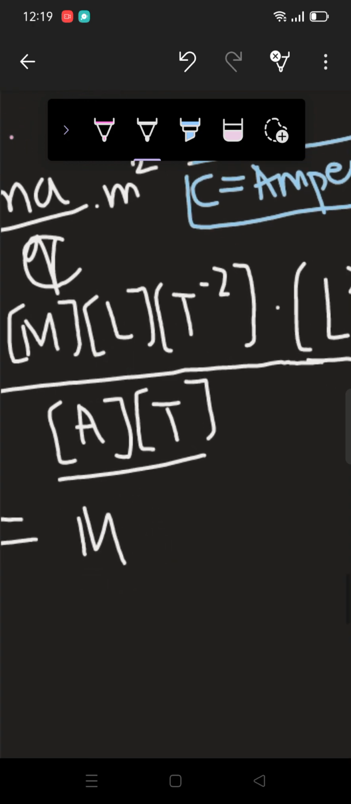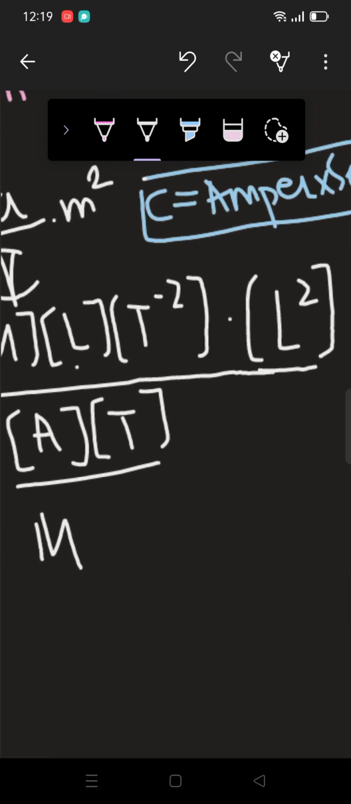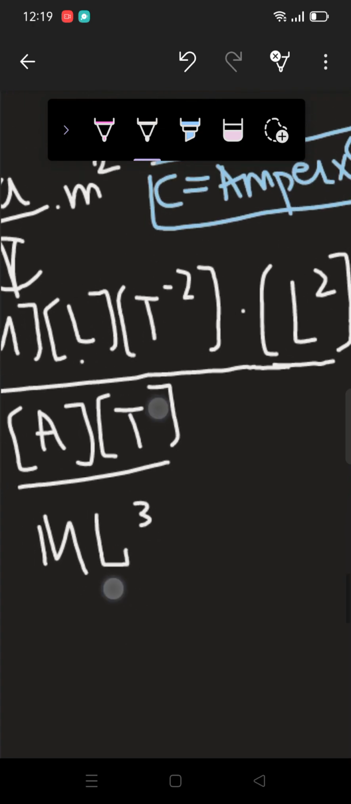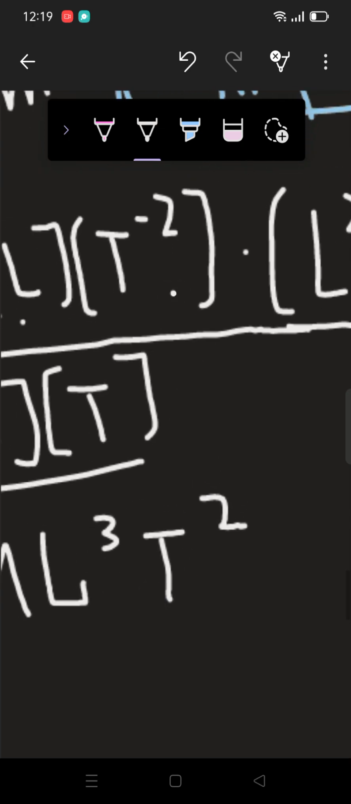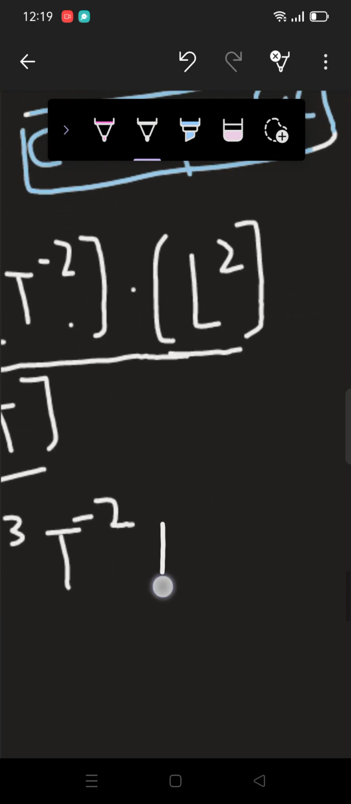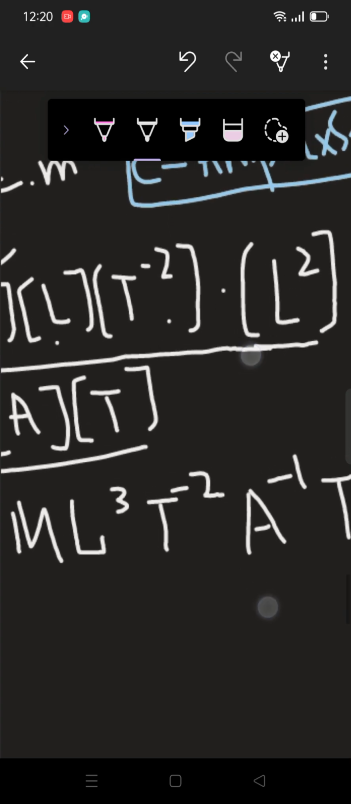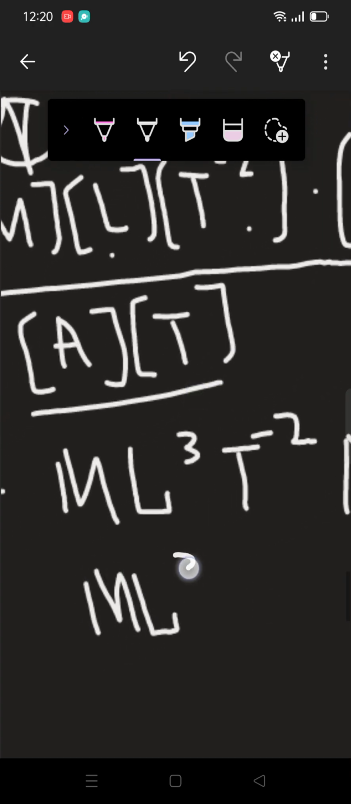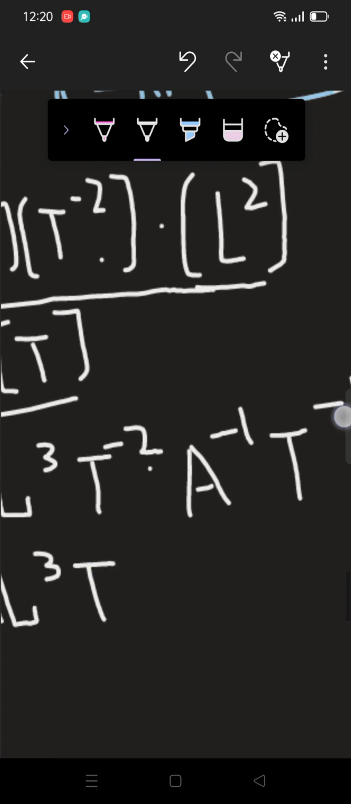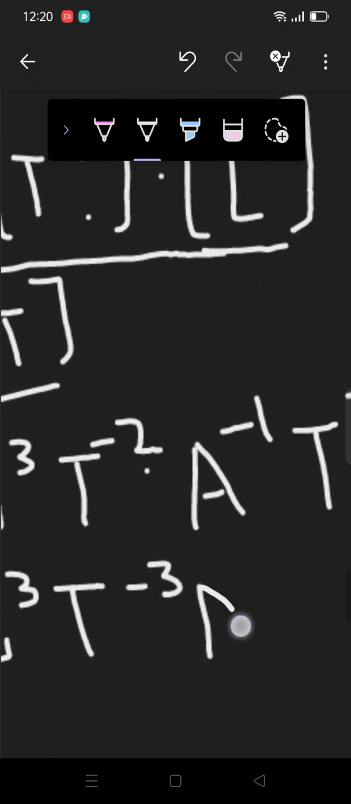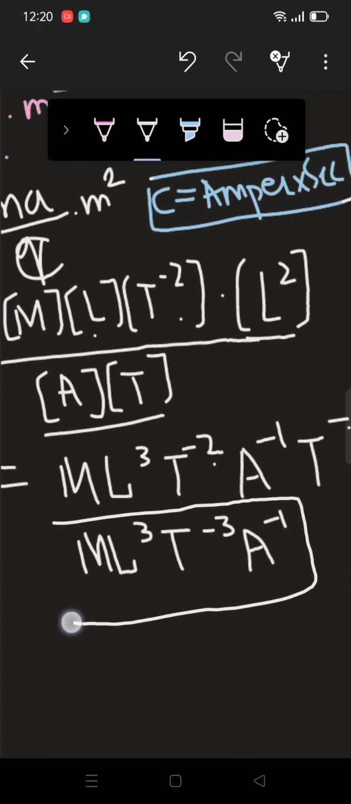Now if I take these both up, they are going to take the minus sign. So this L and this L, L1 and L2 means L3, and T minus 2 the same. When this A goes up, it will take a minus sign, so A minus 1, and T also minus 1. Now see, m, L3 same, T minus 2 and minus 1, which means minus 3, A minus 1. So the dimension of electric flux is m L3 t minus 3 A minus 1.